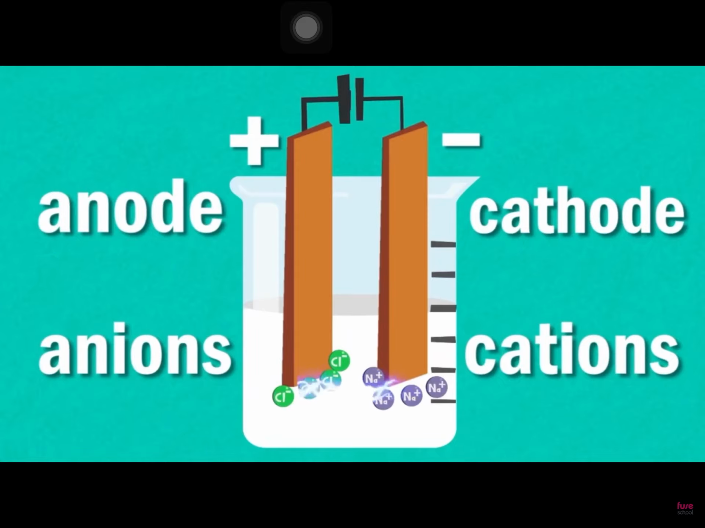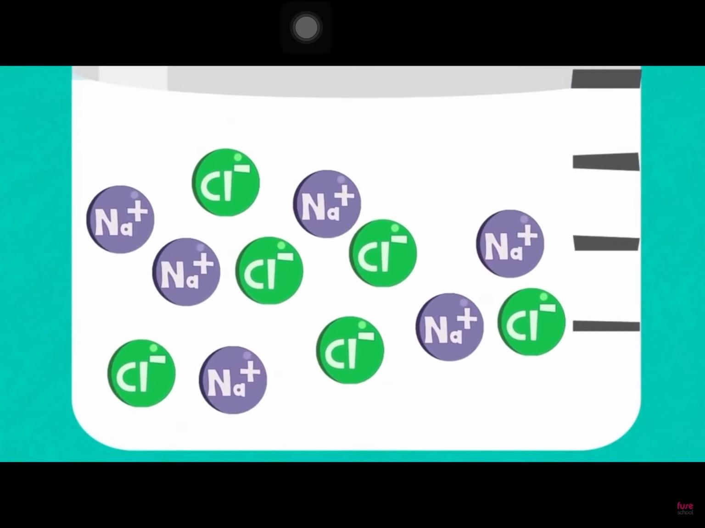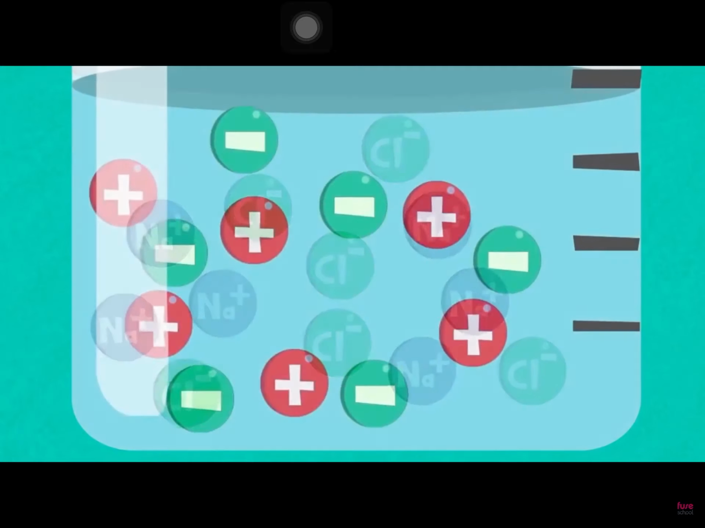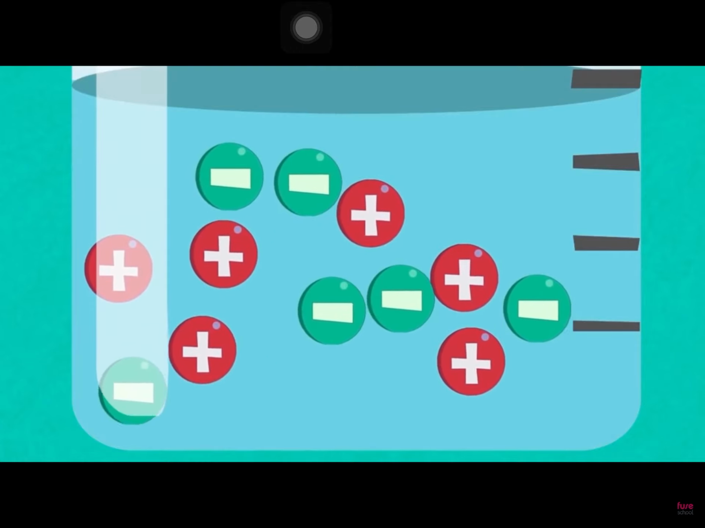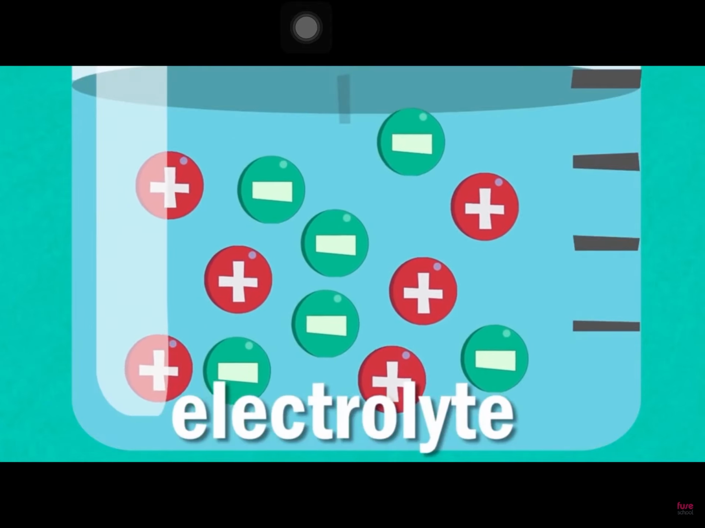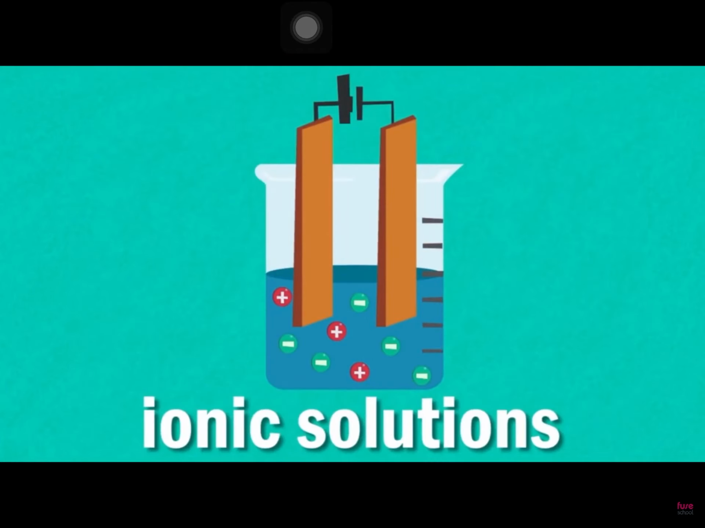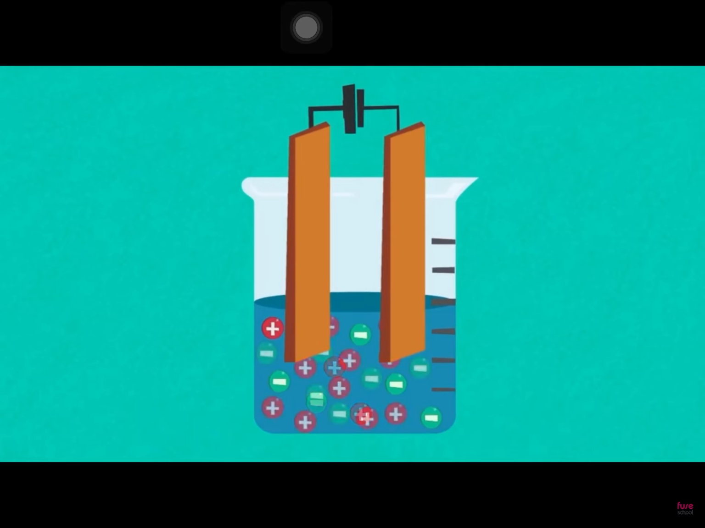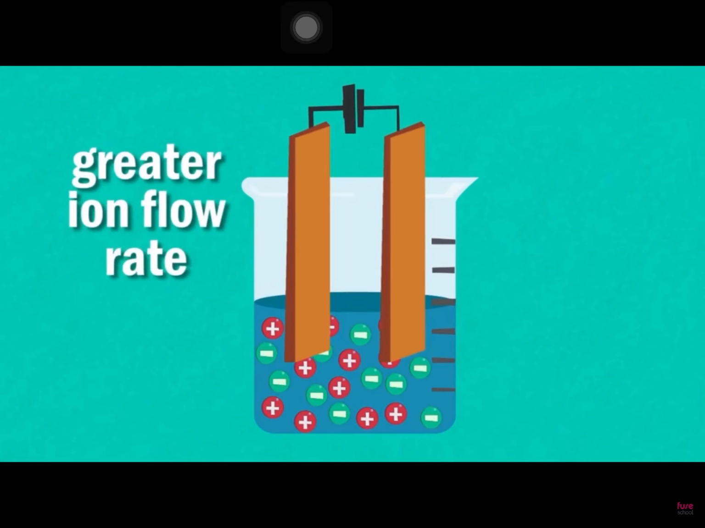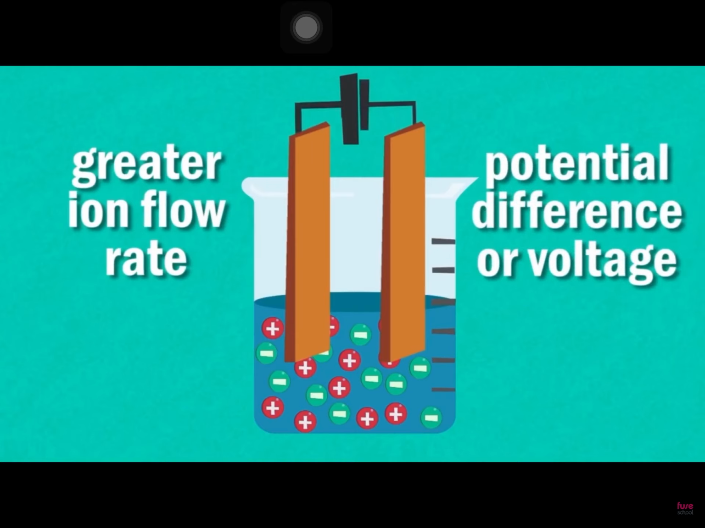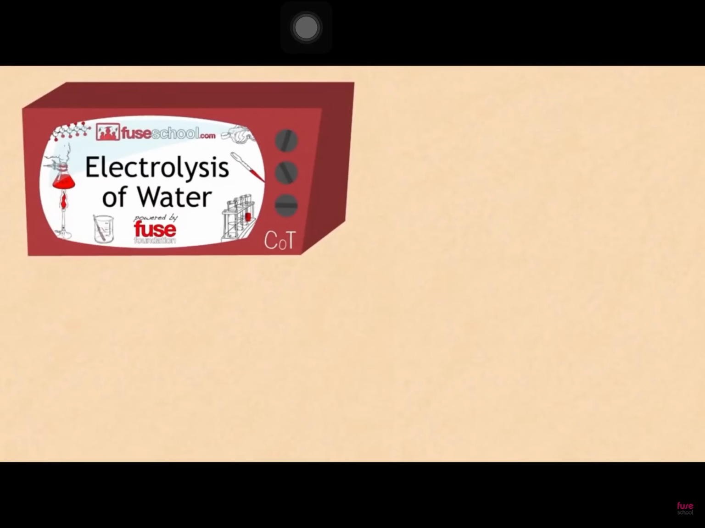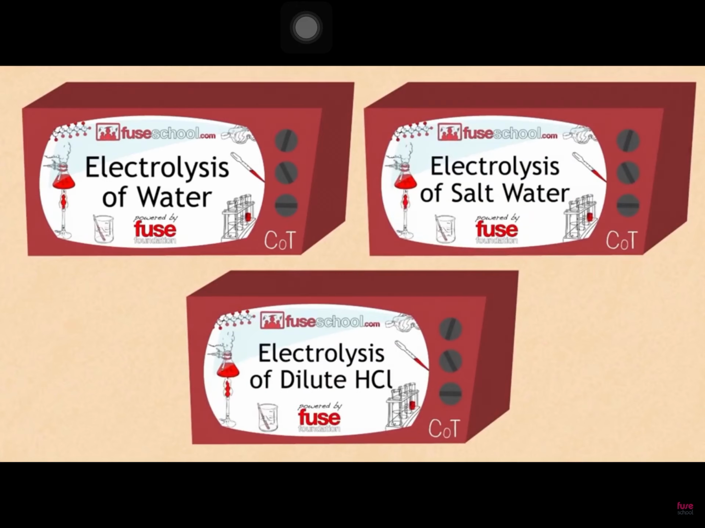The liquid is effectively conducting electrical current. The only difference is that the charge carriers in the liquid, in other words the charged particles that are moving, are ions. If a liquid has free moving ions and can conduct like this, it is called an electrolyte. Remember that electrolysis can also take place in ionic solutions as well as molten compounds. The more concentrated that solution, the greater the ion flow rate. Ion flow rate can also be increased by increasing the potential difference or voltage across the cell. We'll be studying several examples of electrolysis in more detail in other lessons.